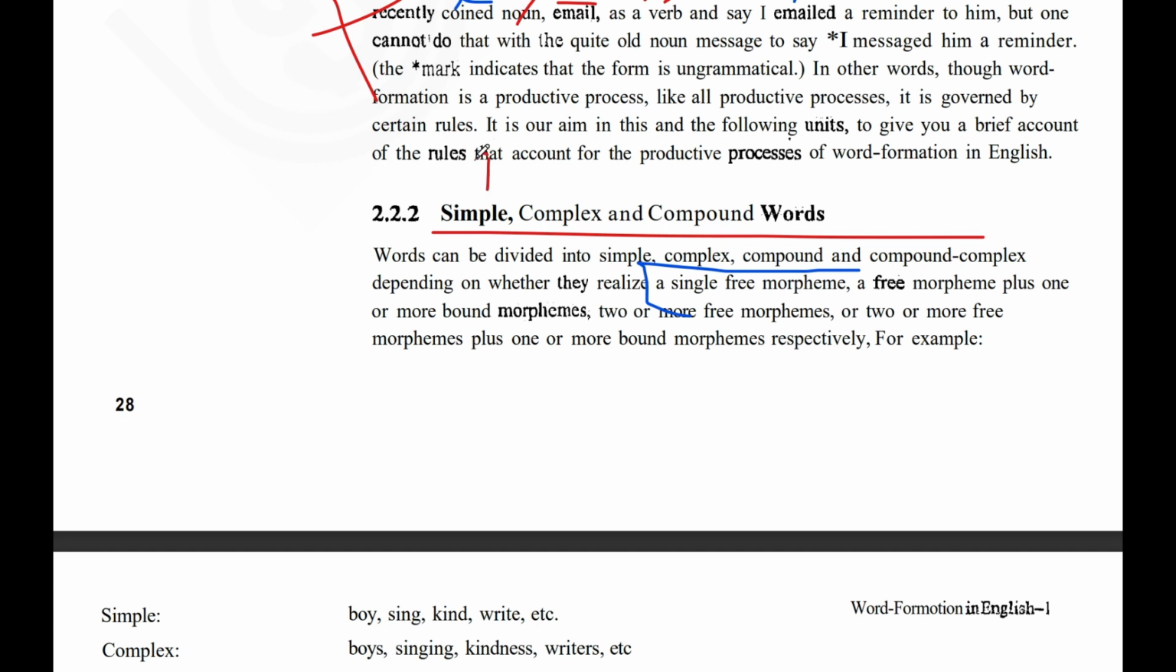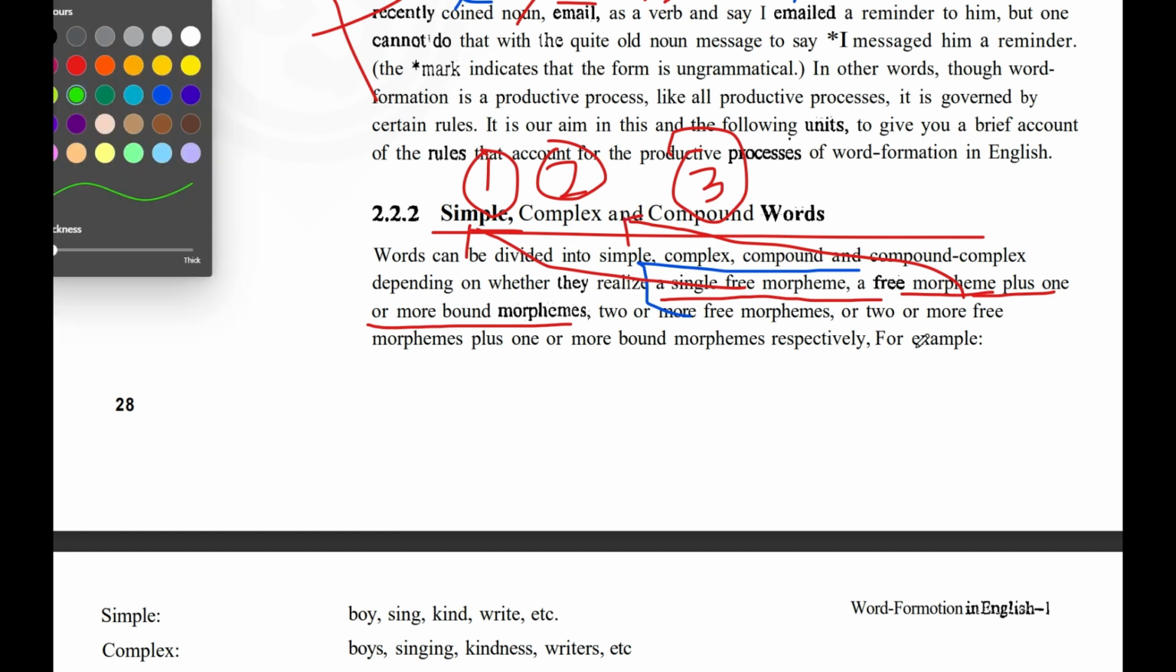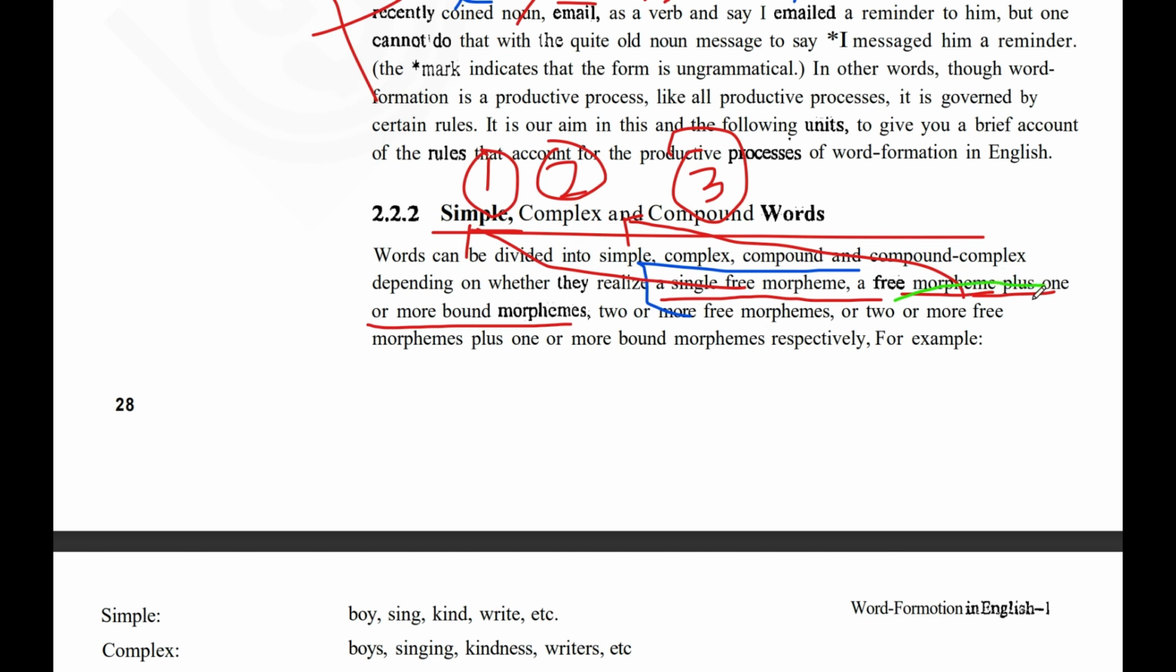Simple, complex, and compound words. There are three types of words which we are going to read about. They're very interesting and very easy to understand. A single free morpheme is your simple word. A free morpheme plus one or more bound morphemes is your complex word.